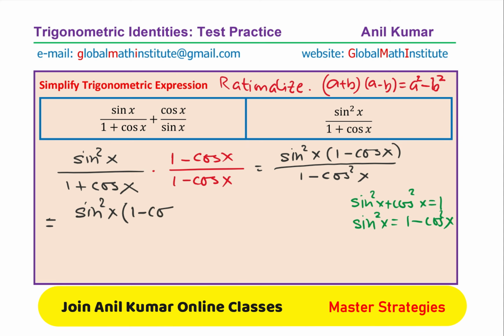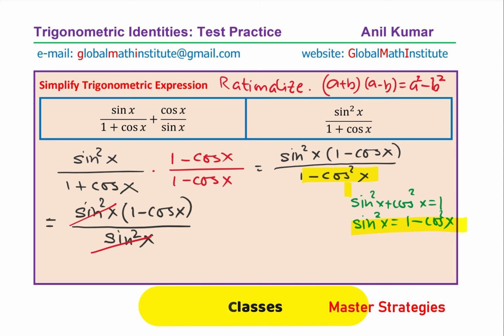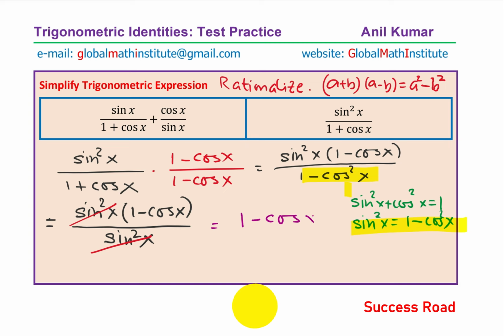So using this property now, we are going to rewrite our expression as sin square x times 1 minus cos x over, instead of 1 minus cos square x, we'll write sin square x. Is that clear to you? Perfect. Now see, we are able to cancel sin square x from numerator and denominator, and that gives us the simplified version, which is 1 minus cos x. Makes sense, right? Perfect. So that is how we are going to simplify this expression.